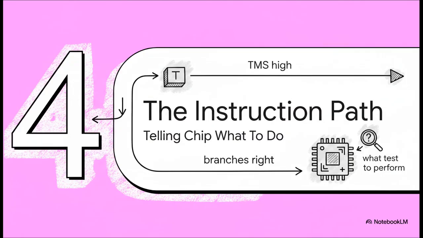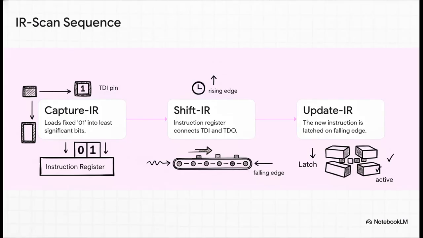Let's see how this builds in practice. Section 4, navigating the instruction path. We're going to hold TMS high, branch to the right, and explore how we actually tell the chip what test to perform. As we travel down the right side of the state machine, we hit a very specific microsequence. Step 1 is capture IR.